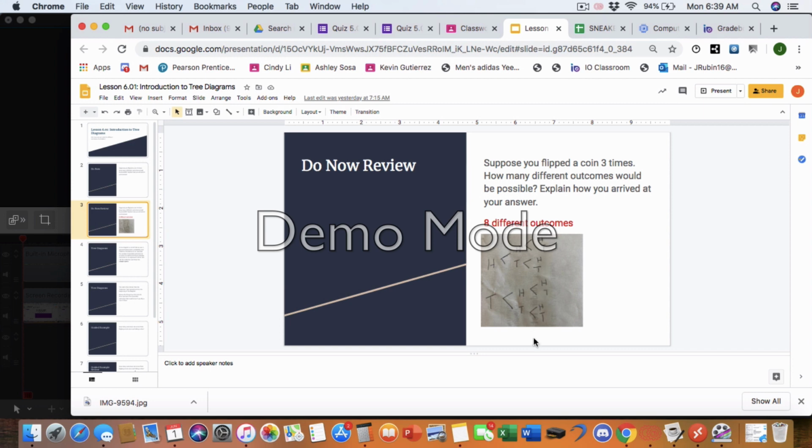So all of these outcomes represent the third flip. This is the second flip. This is the first flip. So at the end, you have all these branches. Those are the total number of outcomes. I will explain another way of doing it too. That's a little quicker, but this is a much more visual way.